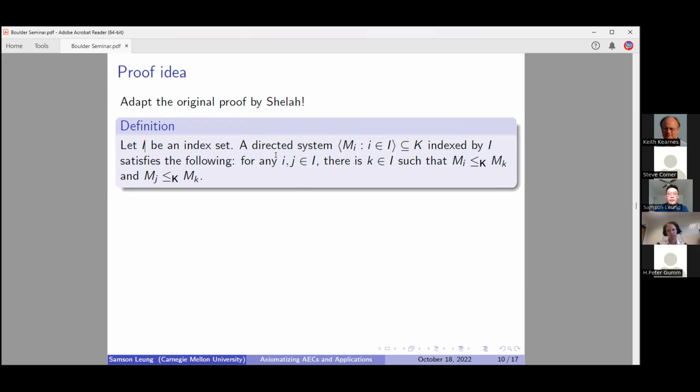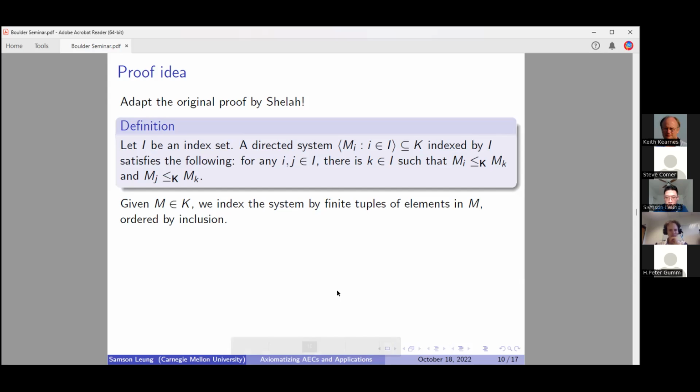The requirement is that whenever you have two models, let's say Mi and Mj, you can always dominate them by a bigger model, also in that system. So what kind of index set can we use? Well, in Shelah's original proof of his presentation theorem, and also in my proof, I'll just use the easiest system, which is to index them by finite tuples of elements in M.